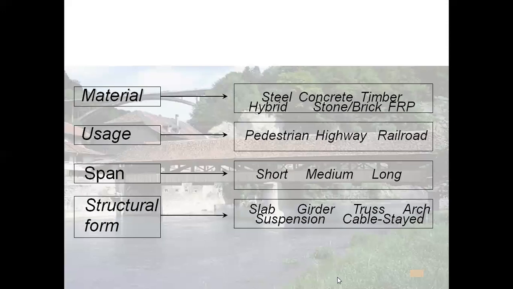If anyone asks you to decide a bridge for a particular location, you have to decide which material you have to use, for what usage that bridge is supposed to be constructed, what kind of span you are preferring, and the last one is structural form. You have to see what type of bridge is suitable for that particular location. Understand? So this is about bridge considerations.